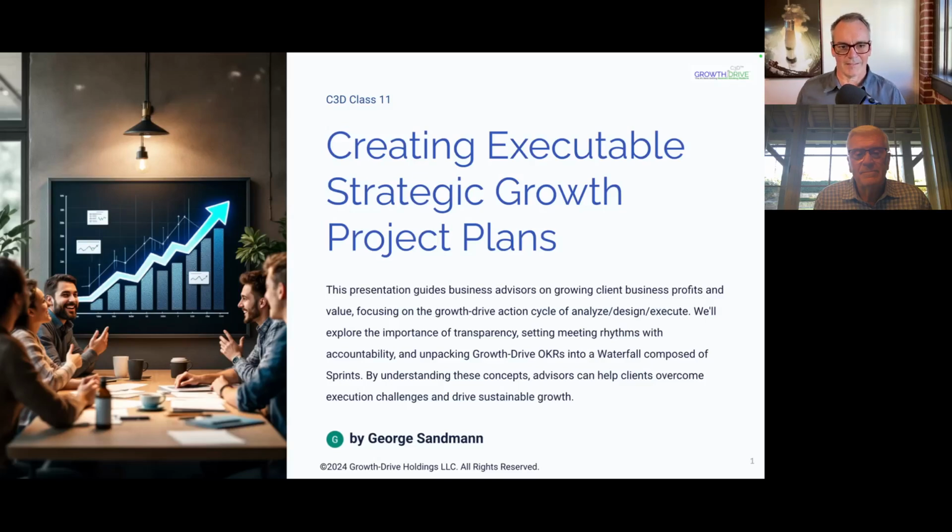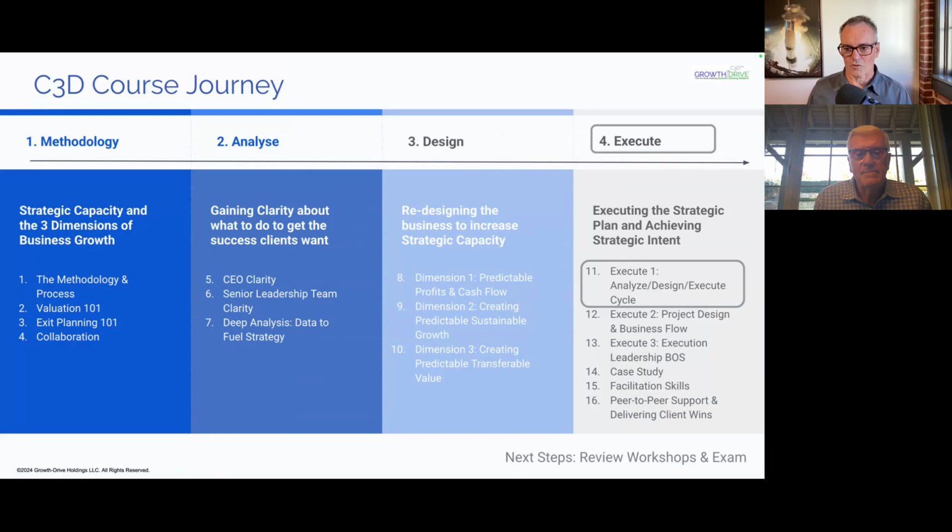This is class 11 of your C3D certification course, Creating Executable Strategic Growth Project Plans. Executable is the key of what we're going to talk about today. And here we are in our course journey. We're getting into the execute portion of the class. So this is the first of the execute classes in this module.